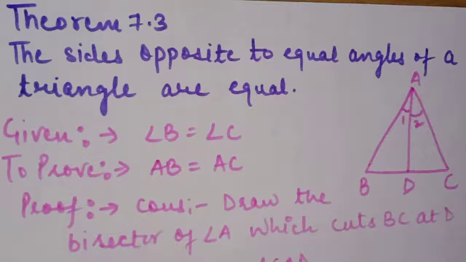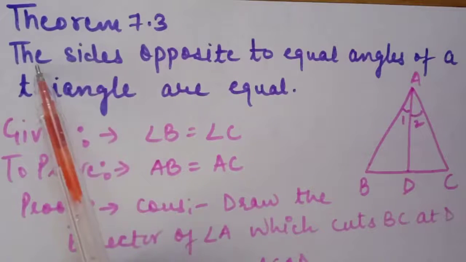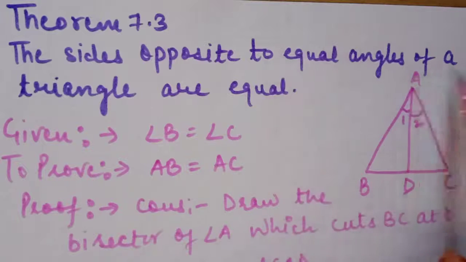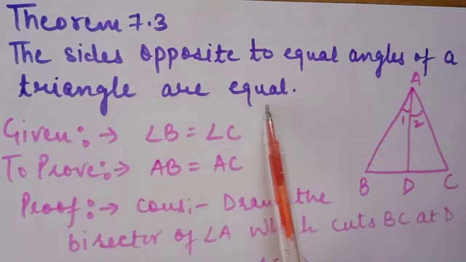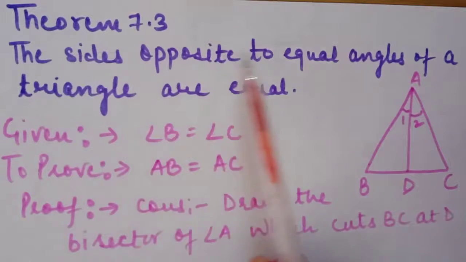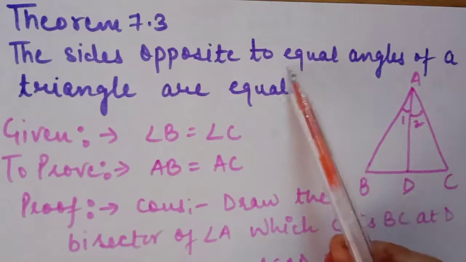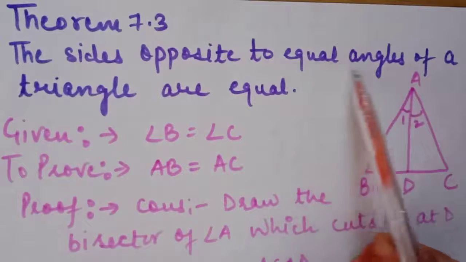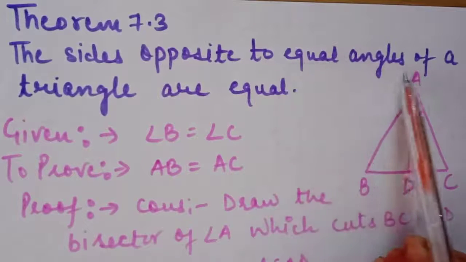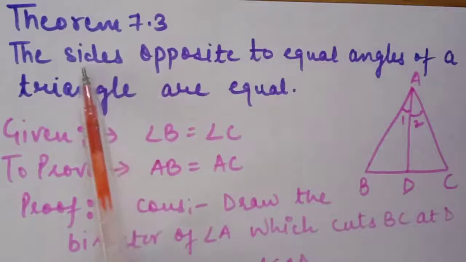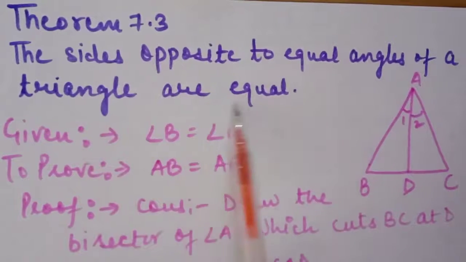Theorem 7.3 is the converse of theorem 7.2. The sides opposite to equal angles of a triangle are equal. Now students, guess what is given and what is to be proved. The sides opposite to equal angles. So in this theorem, what is given? Equal angles of a triangle. Angles are equal and we have to prove that the sides opposite to them are equal.